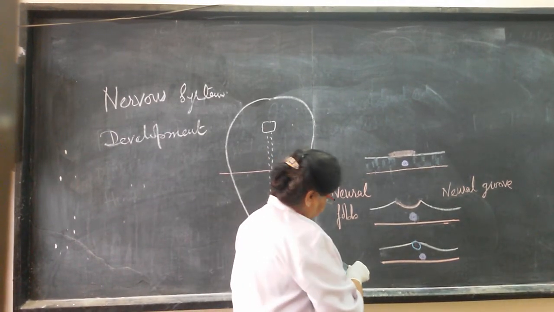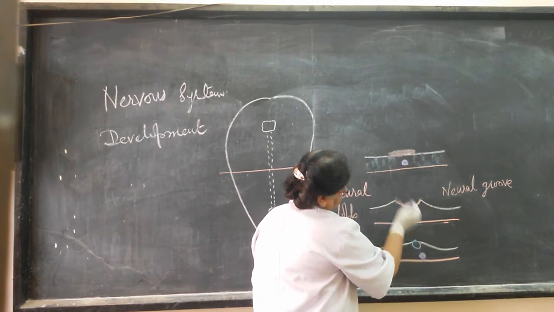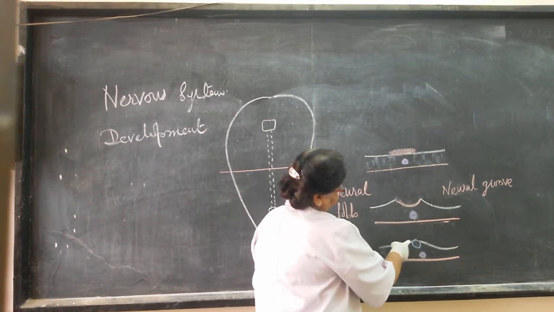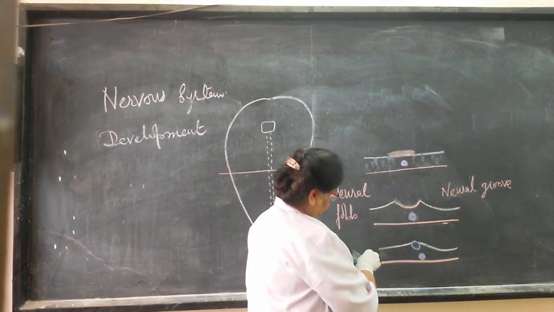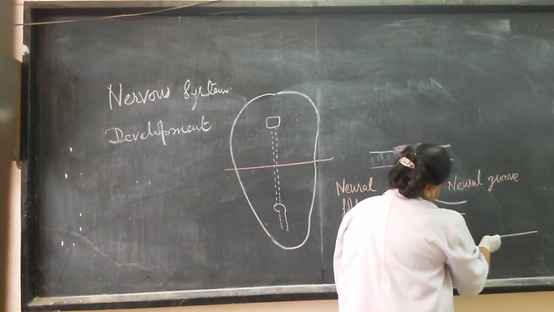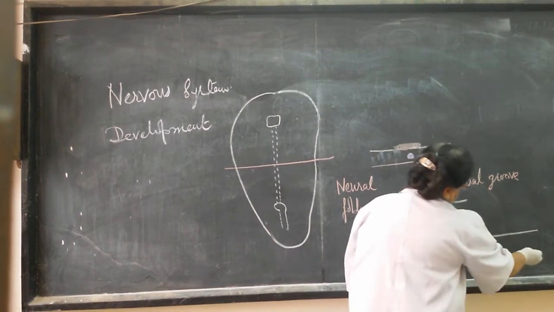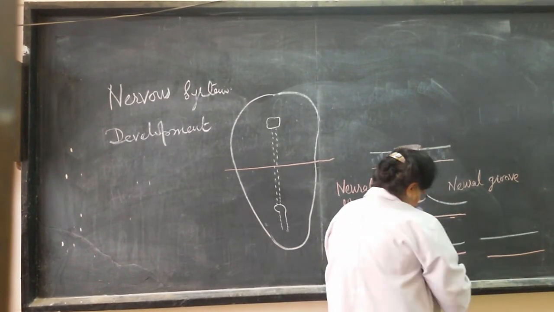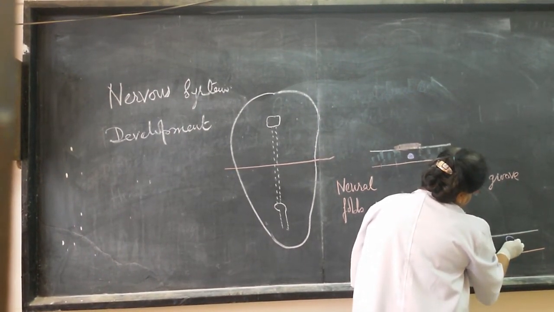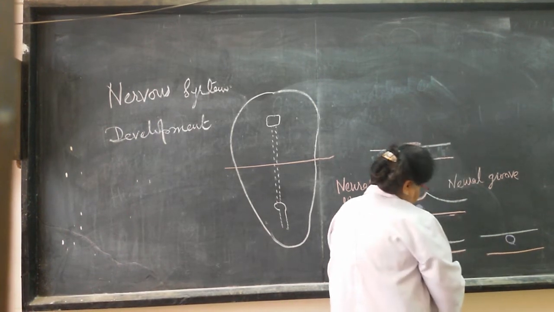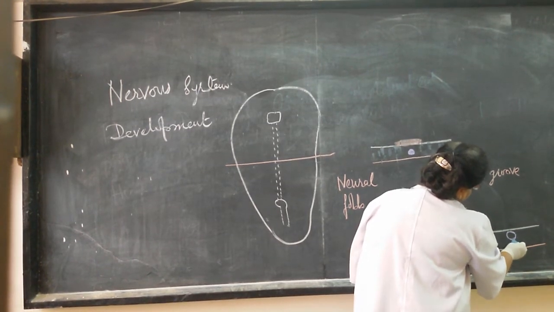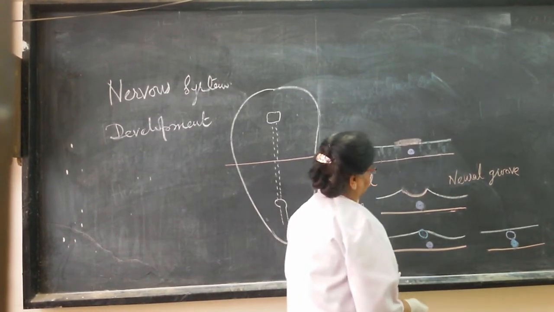Now, the neural tube gets detached from the surface ectoderm, and the surface ectoderm is repaired. The endoderm is there, the neural tube is there, and this part is the notochordal process. The neural tube lies dorsal to the notochord.